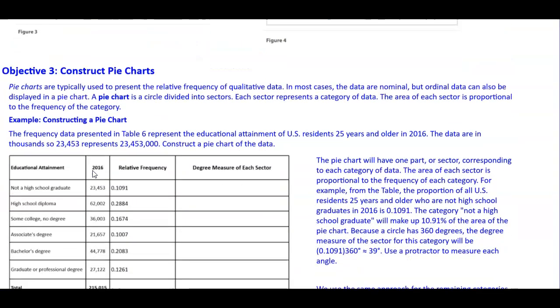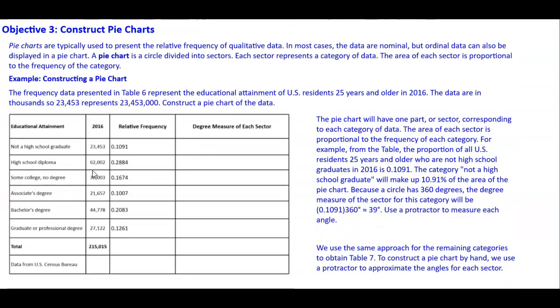Okay, objective 3, construct pie charts. Pie charts are typically used to represent the relative frequency of qualitative data. In most cases, the data are nominal, but ordinal data can also be displayed in a pie chart. A pie chart is a circle divided into sectors. Each sector represents a category of data. The area of each sector is proportional to the frequency of the category.